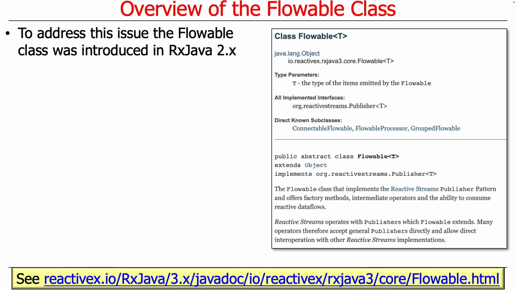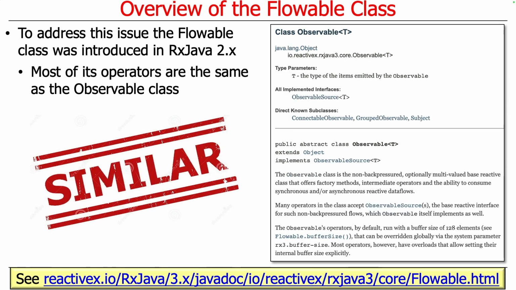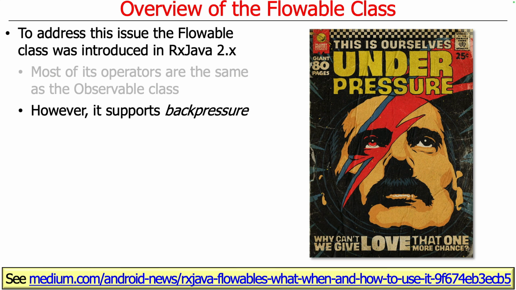To address this issue, the flowable class was introduced in RxJava 2.x. It doesn't exist in RxJava 1, but it's in 2 and beyond. I think we're in RxJava 3 at this point. And almost all the operators in flowable are the same as in observable, with a few exceptions. And those exceptions have to do with its support for back pressure.